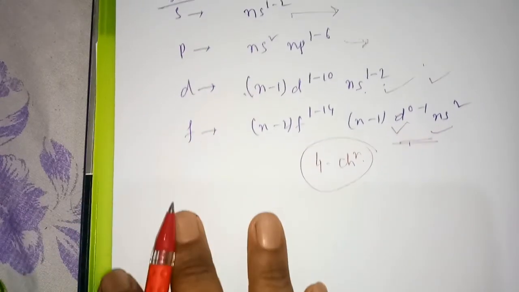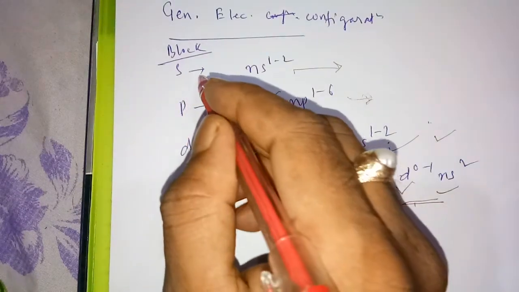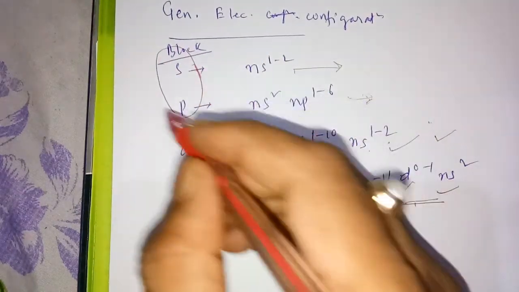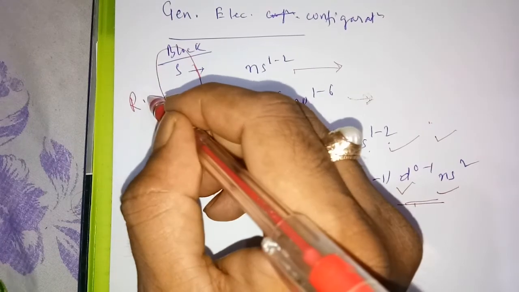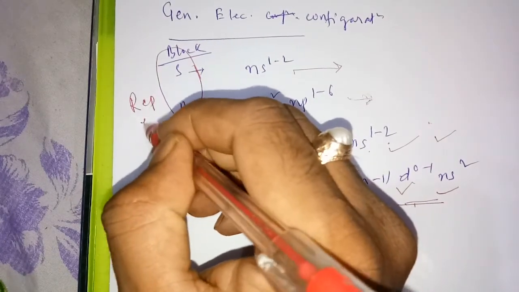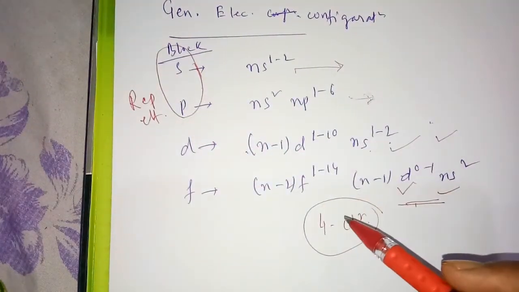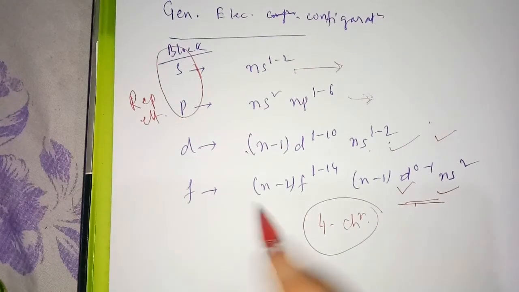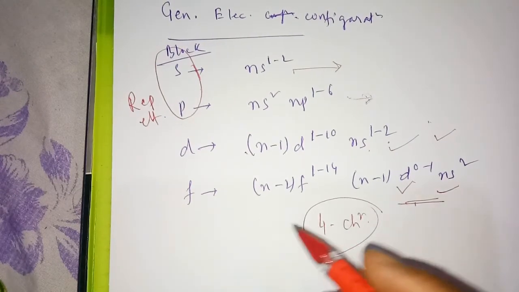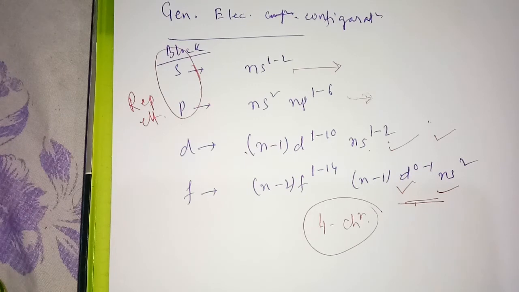There are more things: s and p block elements are called representative elements. There are some elements after uranium. Elements after uranium are called trans-uranium elements. So these things you have to remember.